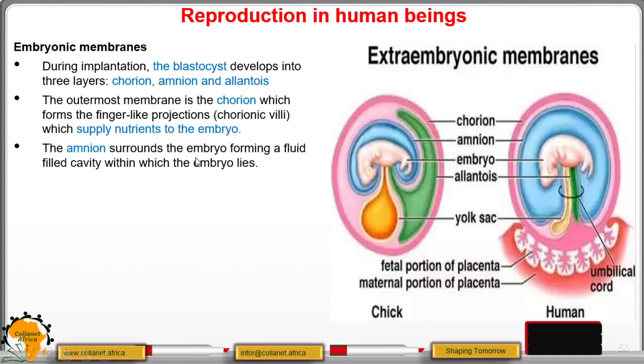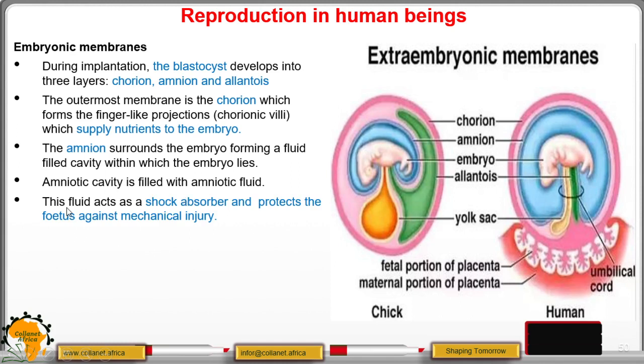The amnion surrounds the embryo, forming a fluid-filled cavity within which the embryo lies. The amniotic cavity is filled with amniotic fluid. This fluid acts as a shock absorber and protects the fetus against mechanical injury. Amniotic fluid also plays a role in temperature regulation.